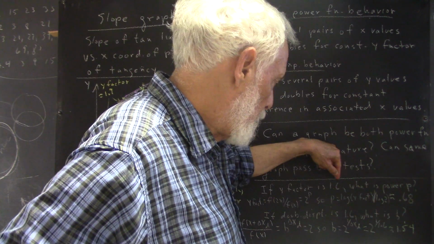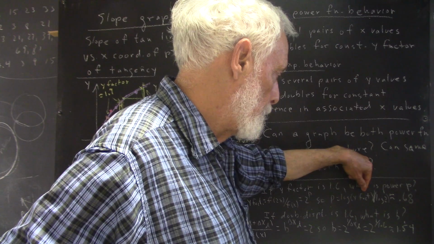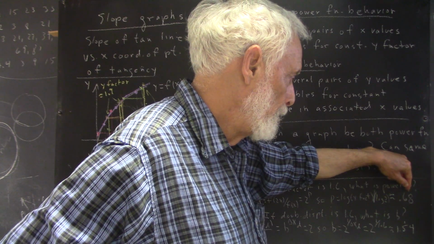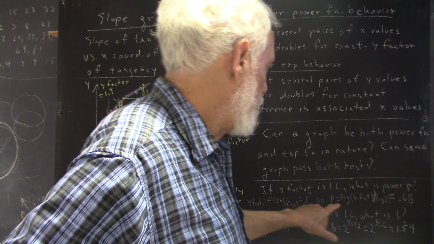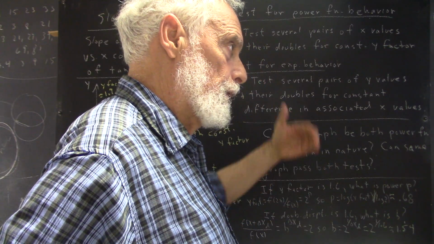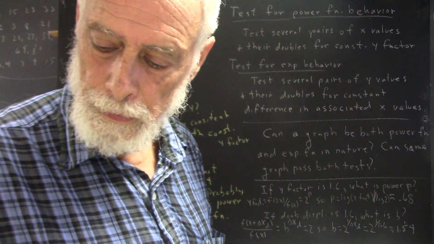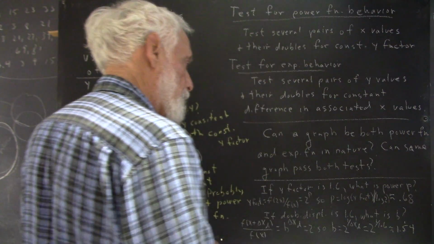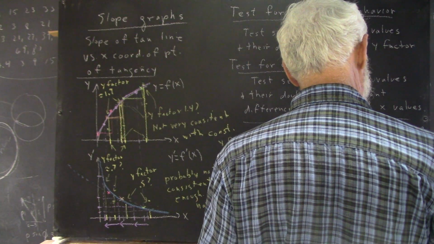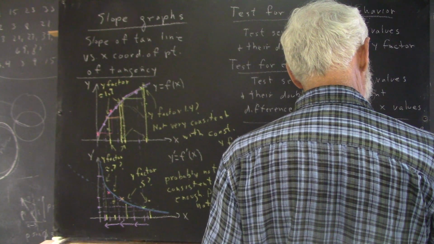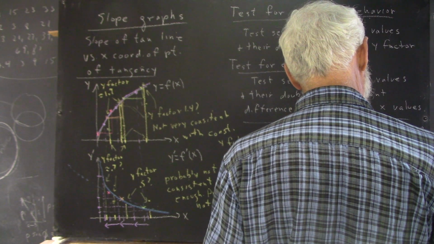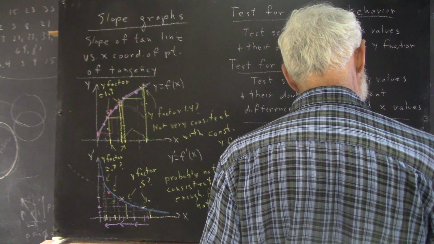And if we have y factor 1.6, the log of 1.6 divided by the log of 2 is 0.68, which means that this would be a power function x to the p with p equal to 0.68. That is, you have the function x to the 0.68. I just don't have room to write a whole lot. So your function would be x to the 0.68.